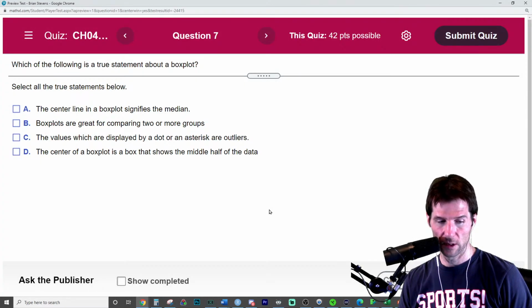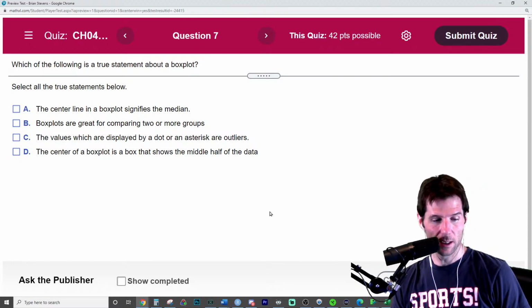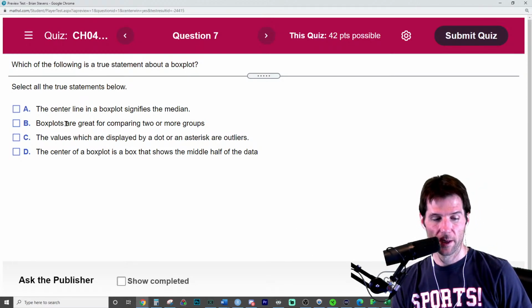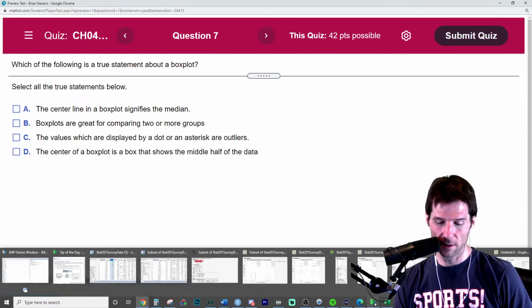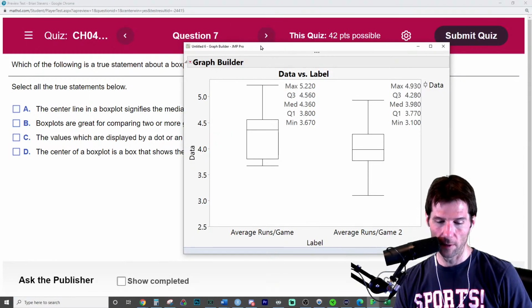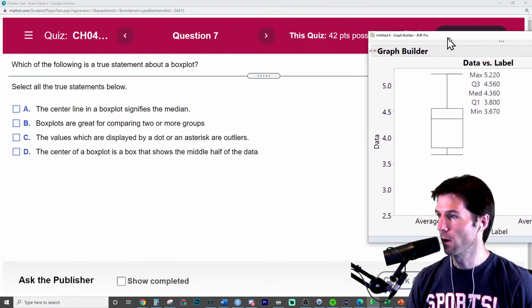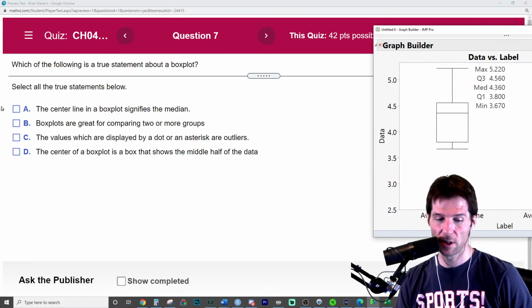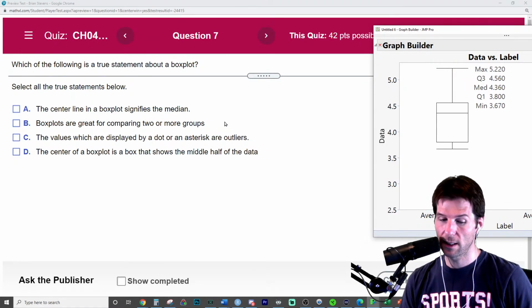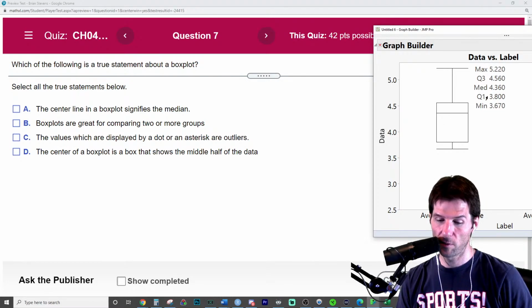See if we have any more multiple choice. Which of the following is a true statement about box plots? The center line on a box plot signifies the median. Let's get a box plot over here and look at this. Okay, that center line on the box plot signifies the median, and the answer to that is most definitely yes. You can see right here, median, 4.36.